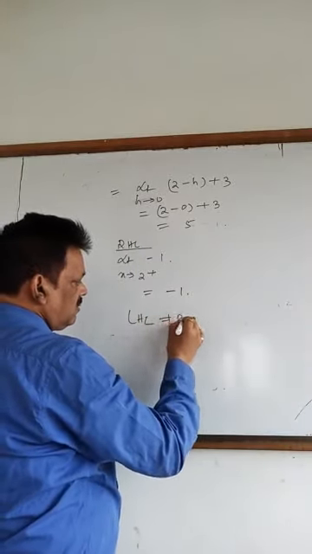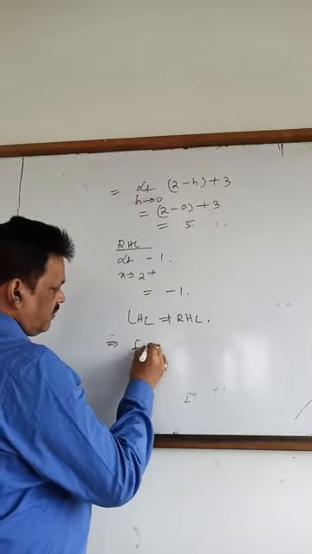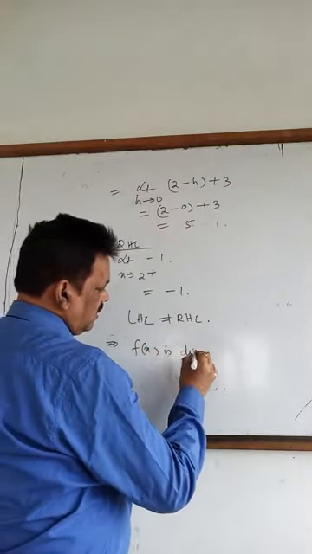So conclusion is, implies f(x) is discontinuous at x equals to 2. Okay, let's take some more problems on this, so that will again make it clear for us.